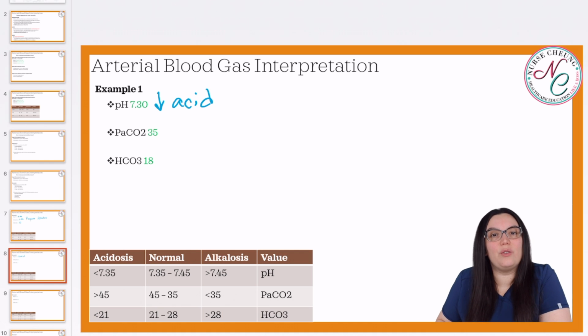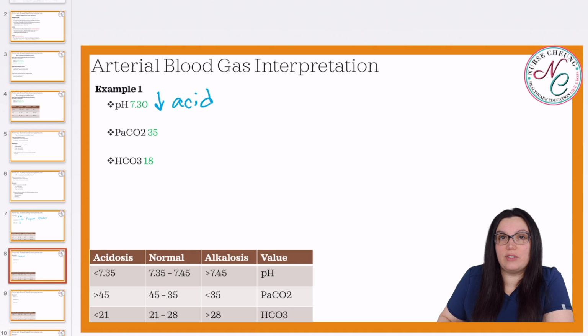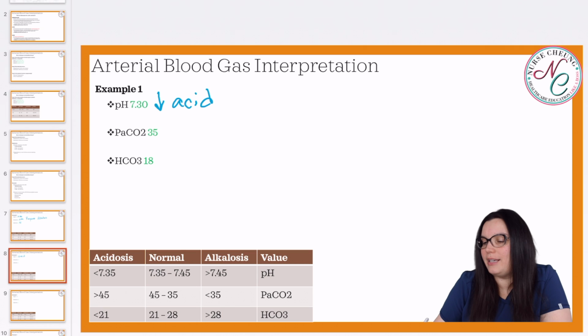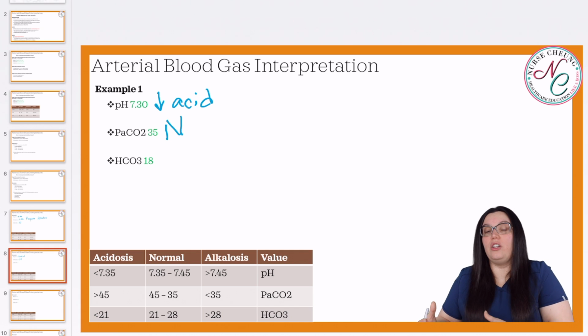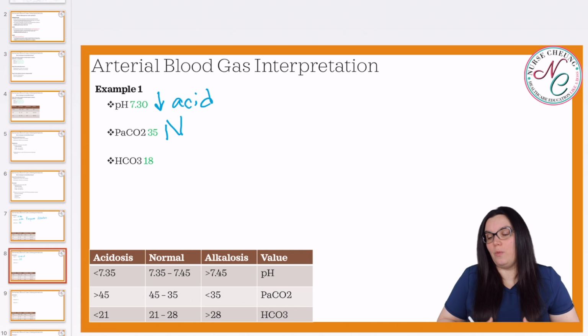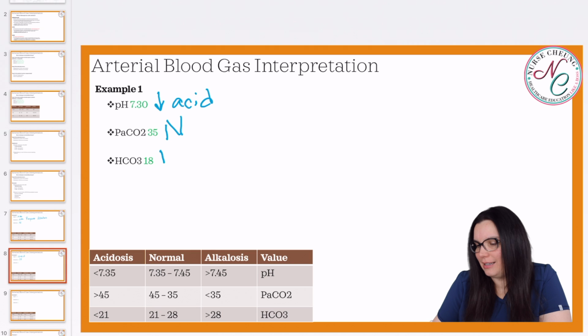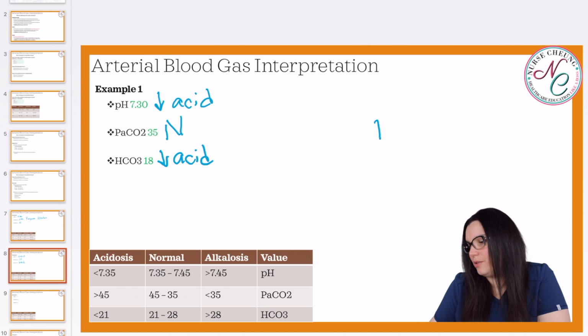Looking at our PaCO2, 35. We know that normal is 35 to 45. So what does that mean? Our PaCO2 is neutral. And lastly, looking at our HCO3, it is 18. Normal is 21 to 28. So we know that the number is low. It's less than 21. So we've got more acid in our system. So we know based on our values that we have an acidosis taking place.